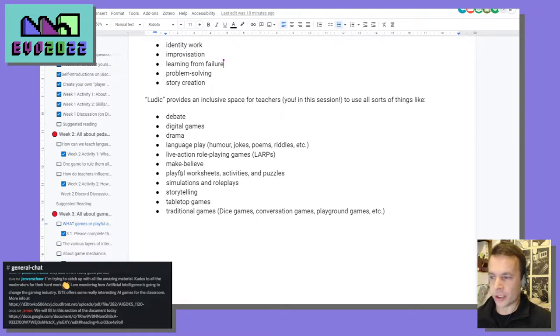Make-believe, playful worksheets themselves. Maybe it's a worksheet which is folded in half and you have to rip it in two to put it back together again to figure out what's going on. That kind of playful stuff. Activities, puzzles, simulations, storytelling, tabletop games, and traditional games and folk games, which we just saw, like playground games and stuff like this. In fact, playground games is a really interesting one.